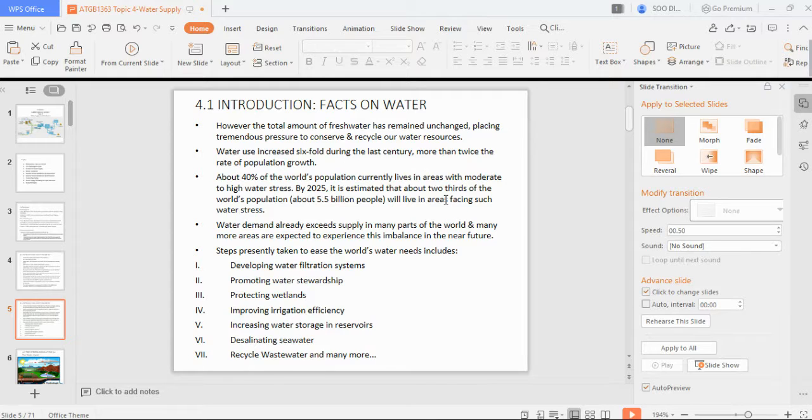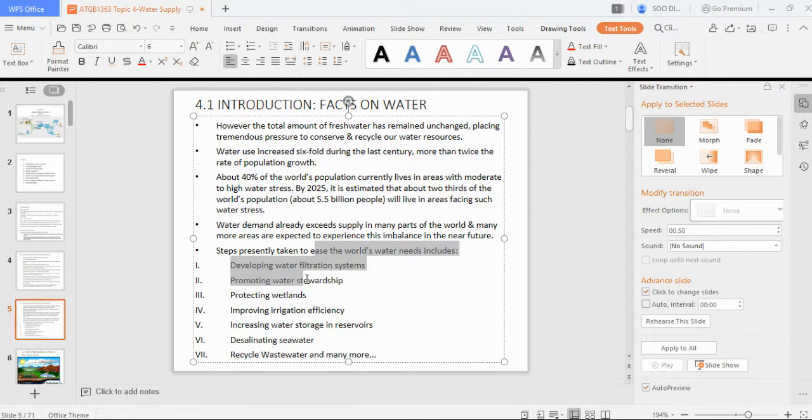Okay, so there are a lot of steps that can be used to ease the world's needs of water. As our population increases more and more, the requirement for water will increase, because each of us, no matter how hard we try to reduce the usage of water, cannot avoid using it. One of the steps is to develop a better water filtration system.